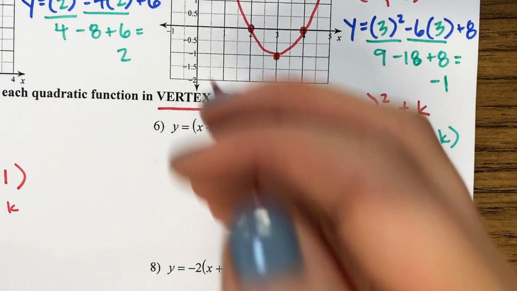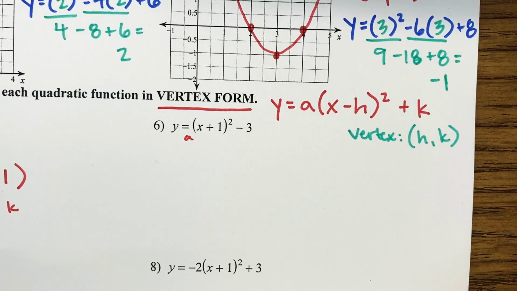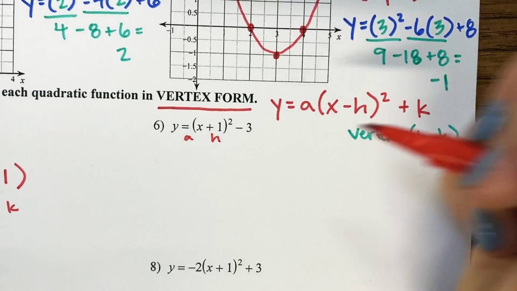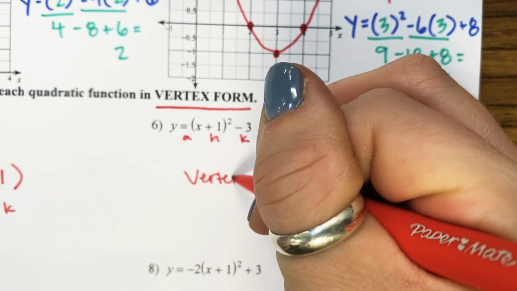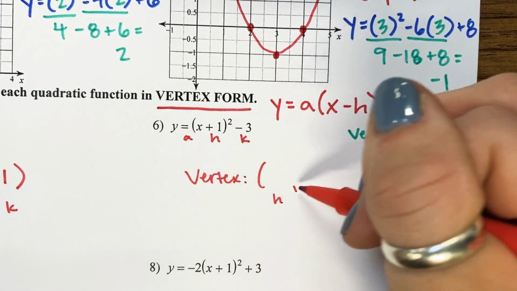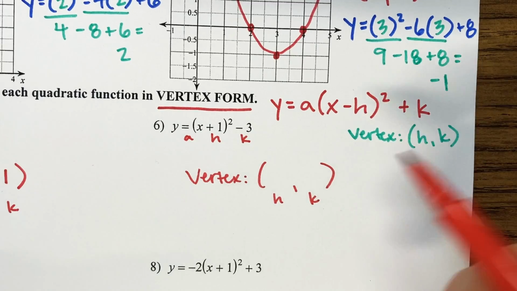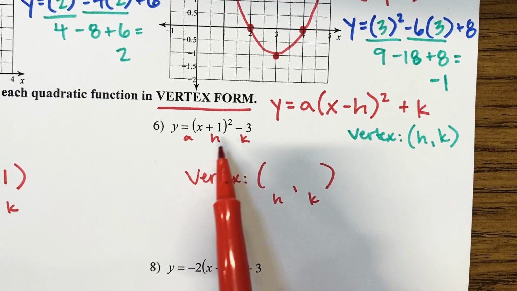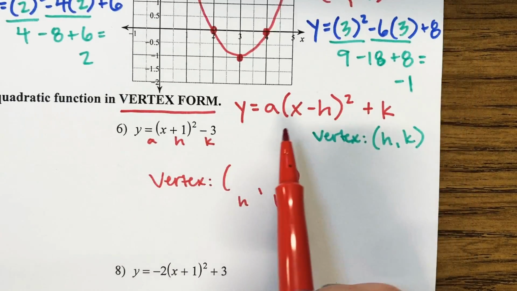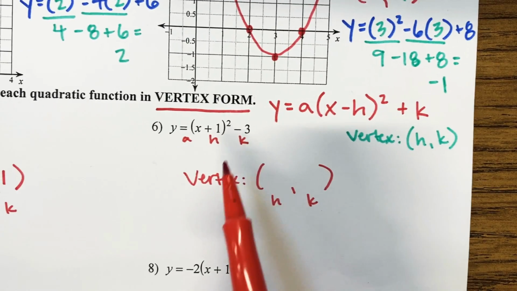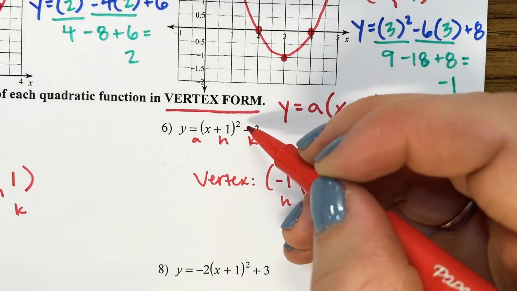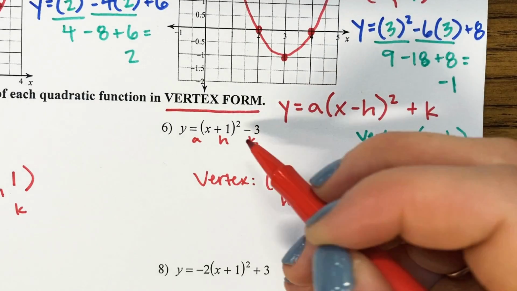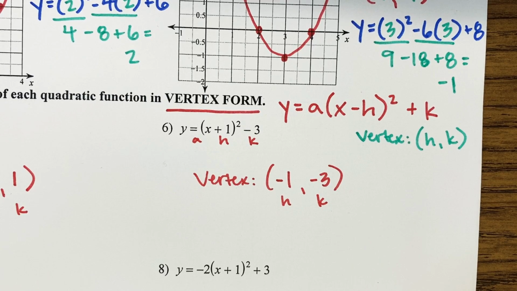Okay, so let's do it again for 6. A is in front of my parentheses, H is inside the parentheses, and K is on the outside. My vertex is always H, comma, K. With the H, do we keep the sign or do we change it? We change it. So our H is -1. And our K is -3. Remember, we don't have to change the sign on our K. And easy peasy.